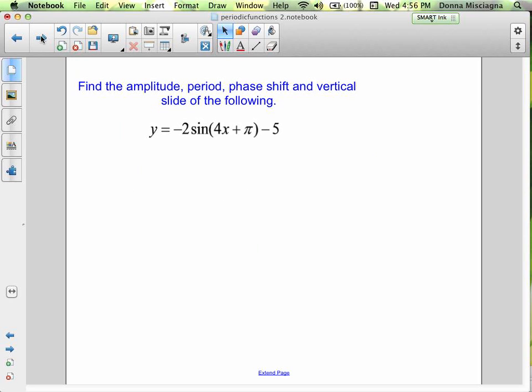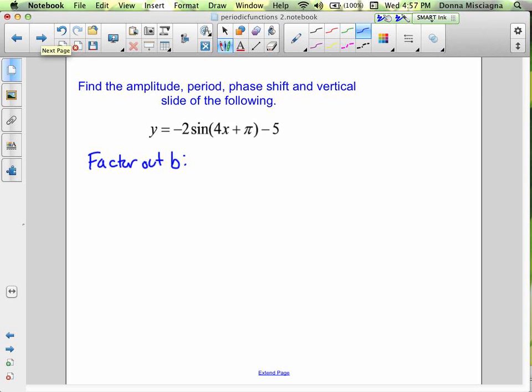All right, so here we're going to identify these in some equations. We want to identify the amplitude, the period, the phase shift, and the vertical shift. Okay, all of the things. The very first thing I'm going to do before I do anything else is I'm going to factor out b, so I don't forget. And if you want an example of identifying everything and simplifying it, this is a good example.